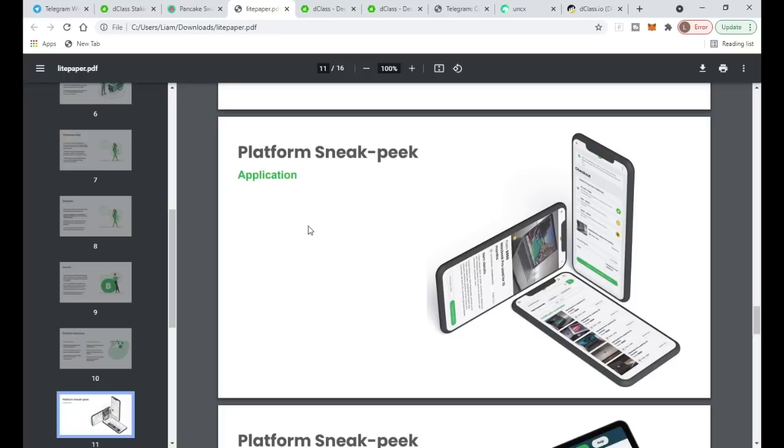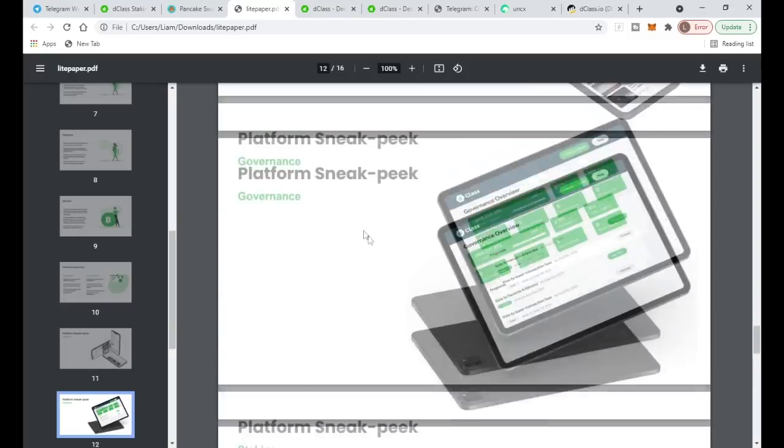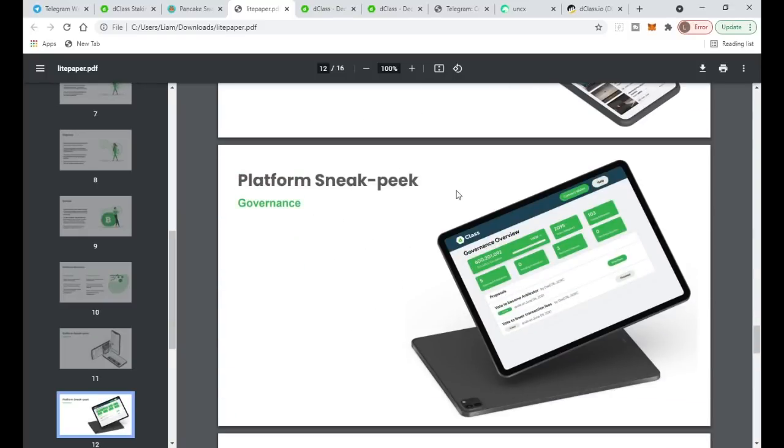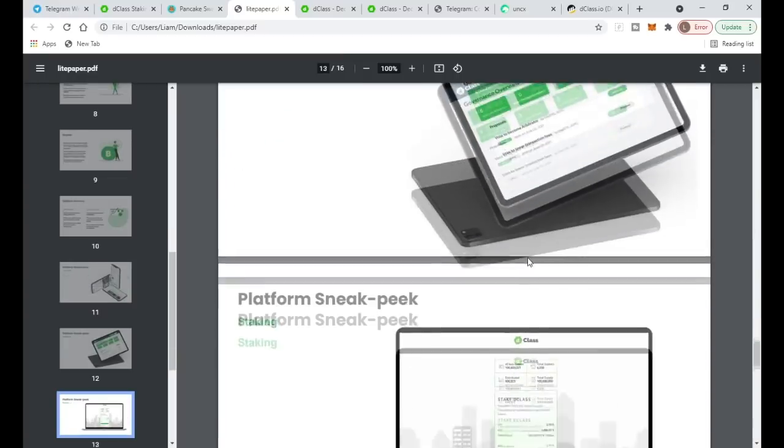So this is what the platform sneak peek looks like. This is the application, basically what the app will look like on your phone. It looks really, really cool and it looks so clean to use. This is what it looks like on your iPad as well and many other devices. It looks really, really professional, I have to admit.